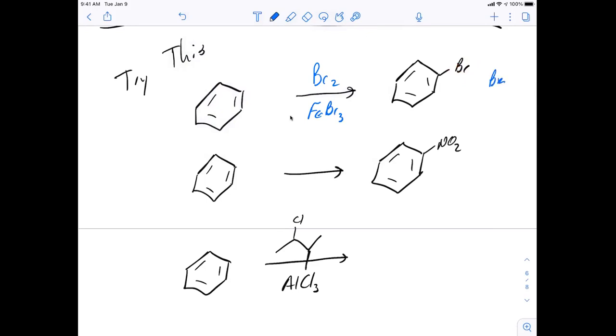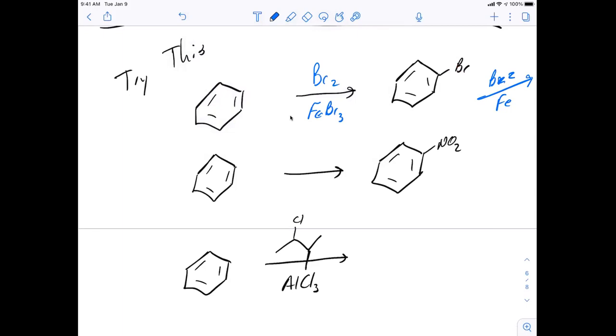So Br2 over iron would work as well. AlCl3 wouldn't work. That's what you use for chlorine, and you don't want to mix your halides. You wouldn't want bromide ions and chloride ions in the same thing. So either of these work fine. Okay, questions about that one?